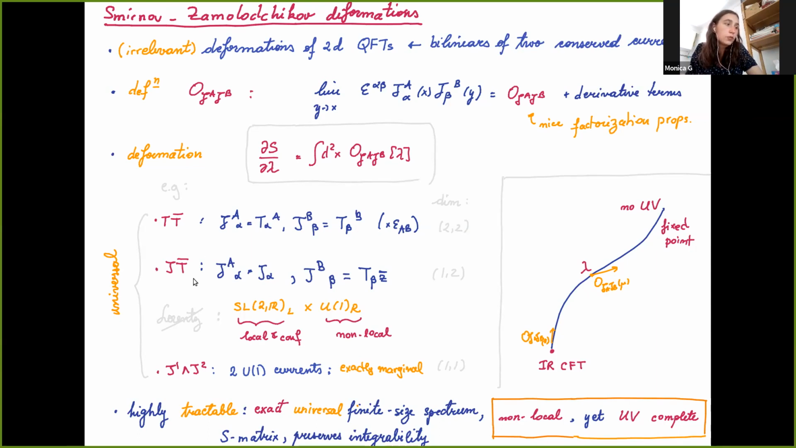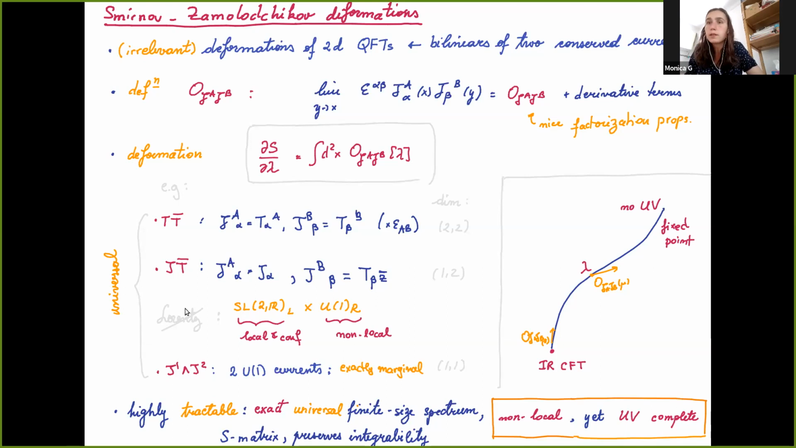Another thing that you can do is JTbar, where you take one current to be a U1 current, and the other current to be the components of the right-moving stress tensor, this guy over here. The dimension of this operator is (1,2). The nice thing about it is that when you act with it on CFTs, because it's marginal on the left, it actually preserves the left conformal invariance of your original theory. So it breaks the right-moving conformal invariance. It makes the theory non-local on the right, but on the left, you're left with a theory that's local and conformal. So this is the structure.